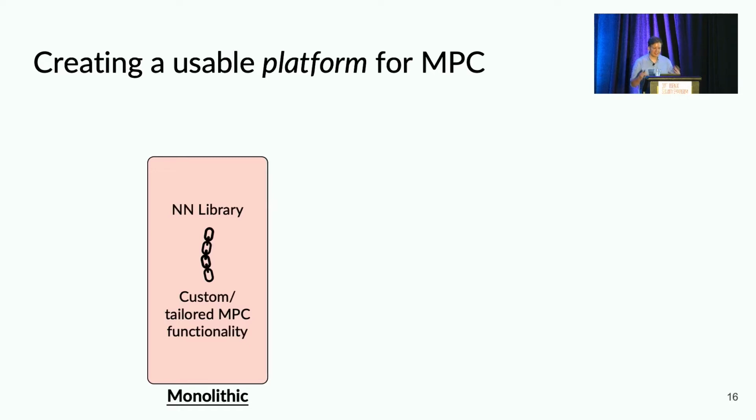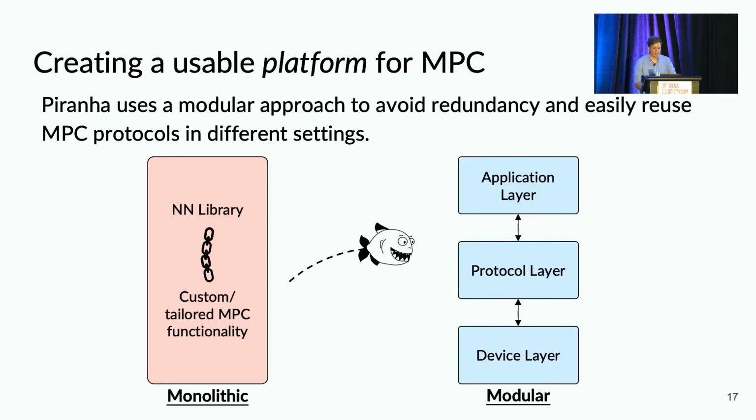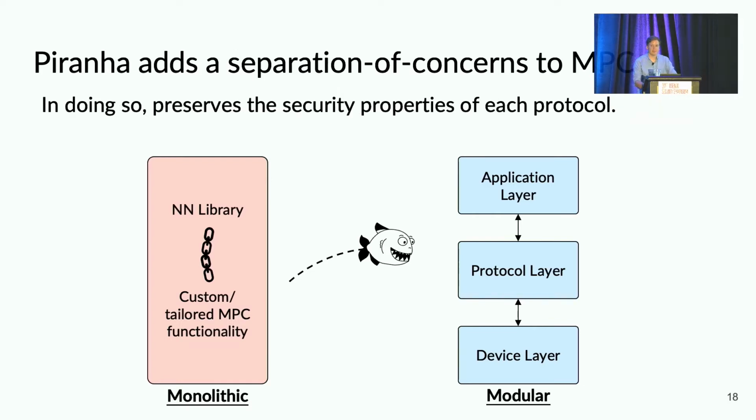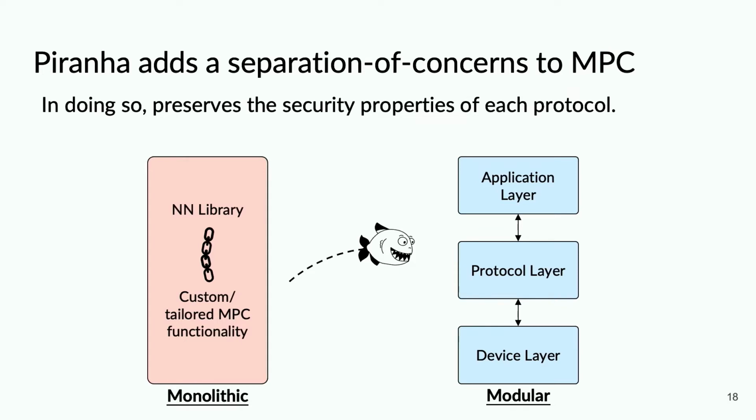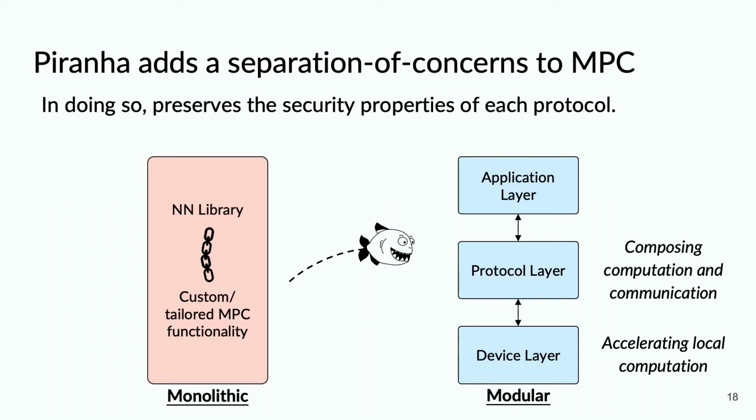Well, you're kind of out of luck because existing components are just shackled together in a big blob that makes it impossible to use in a modular way. So Piranha takes that modular approach, and it uses a 3-layer design to split apart the neural network library at the top from the protocol in the middle, from the local GPU operations that we can focus on accelerating at the bottom. And importantly, this allows us to preserve the security properties of the MPC protocols, while at the same time clarifying this sort of separation of concerns, where Piranha accelerates computation, MPC developers can focus on composing that computation with communication, and applications can sit above it all and choose whichever protocol they want that fits the task.